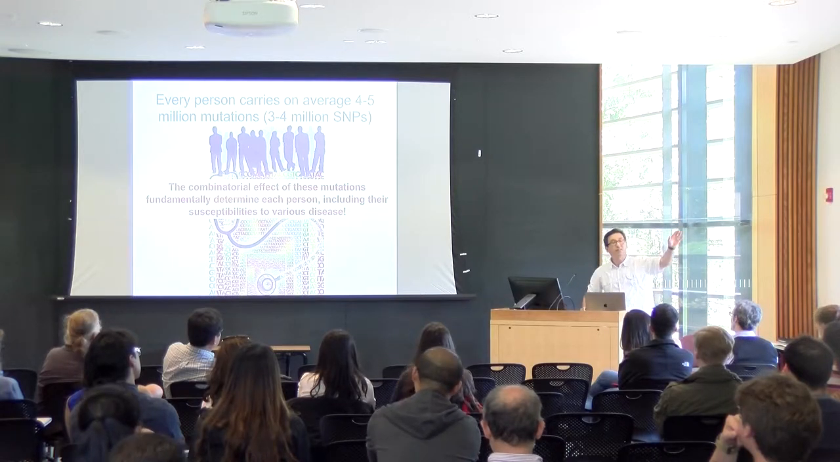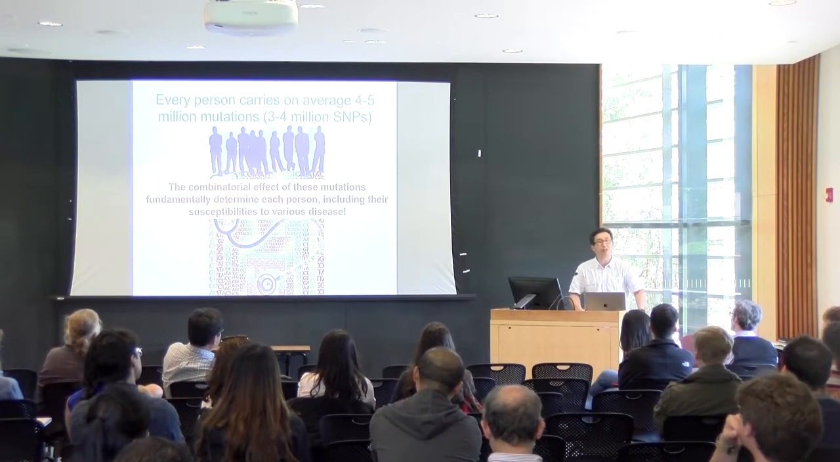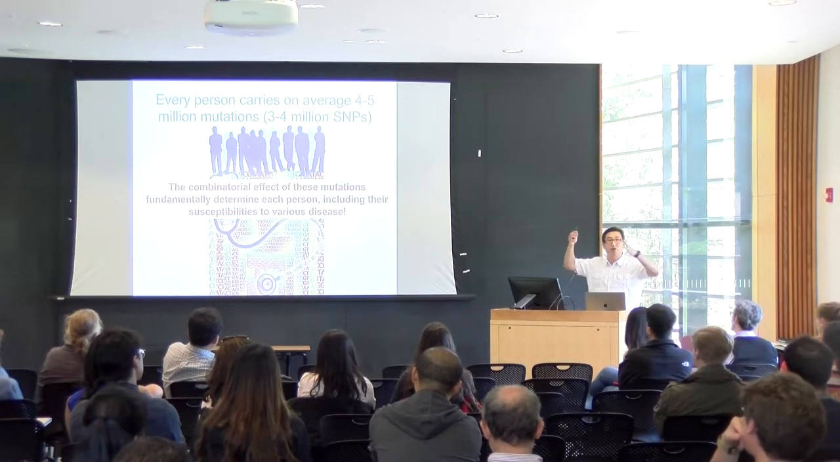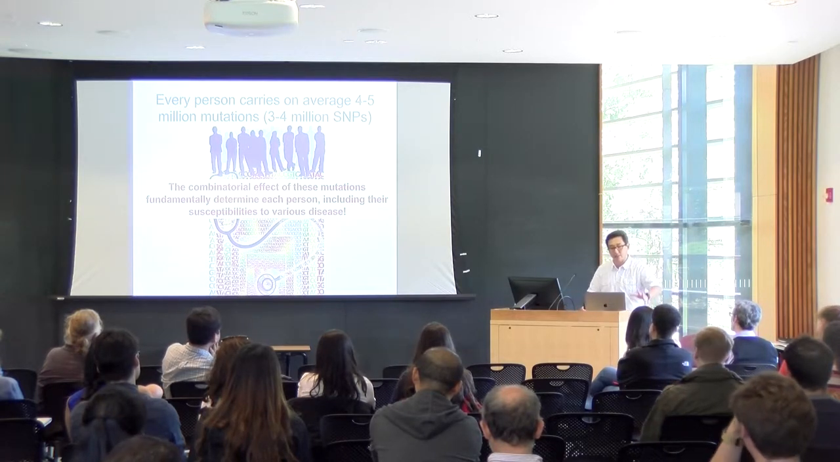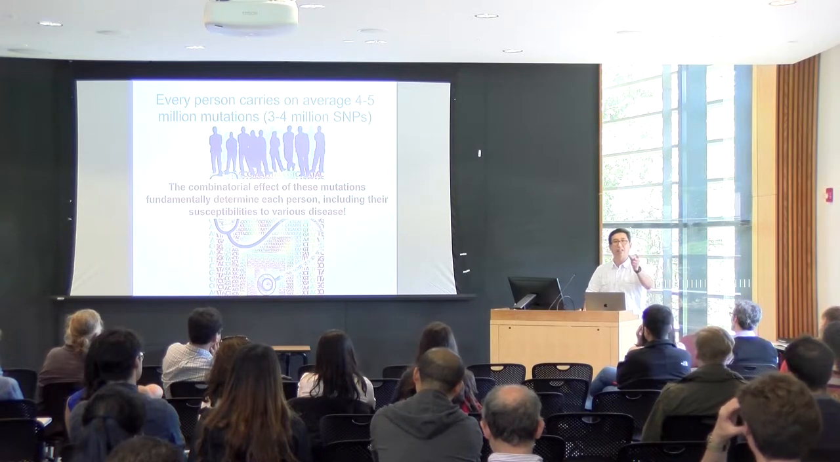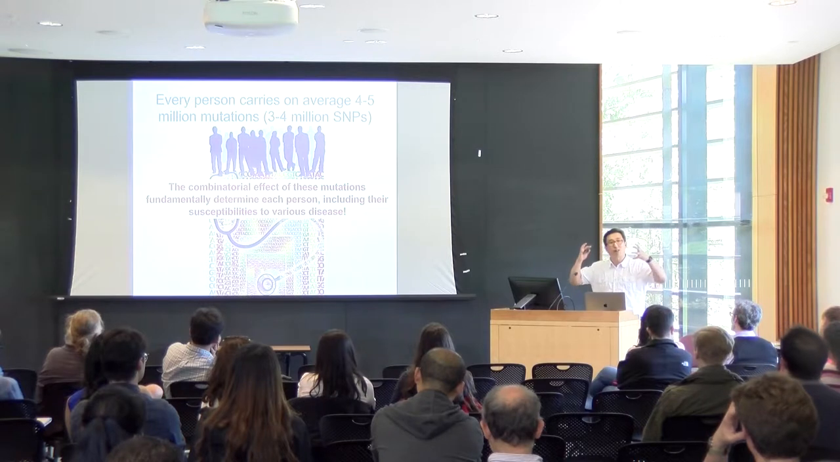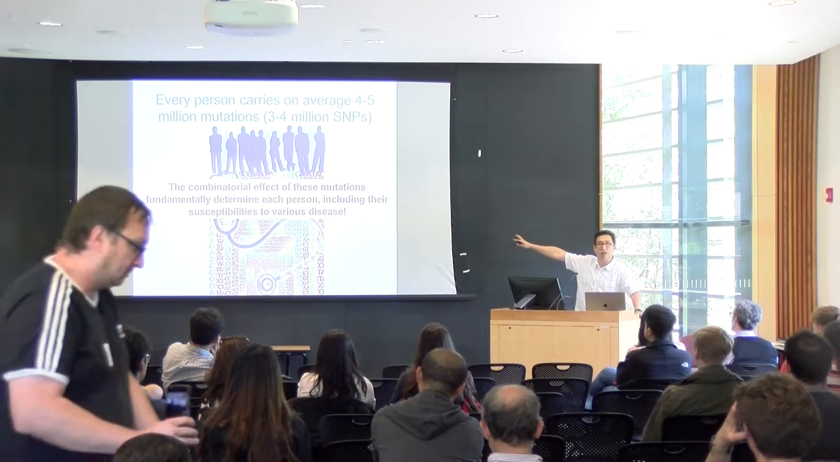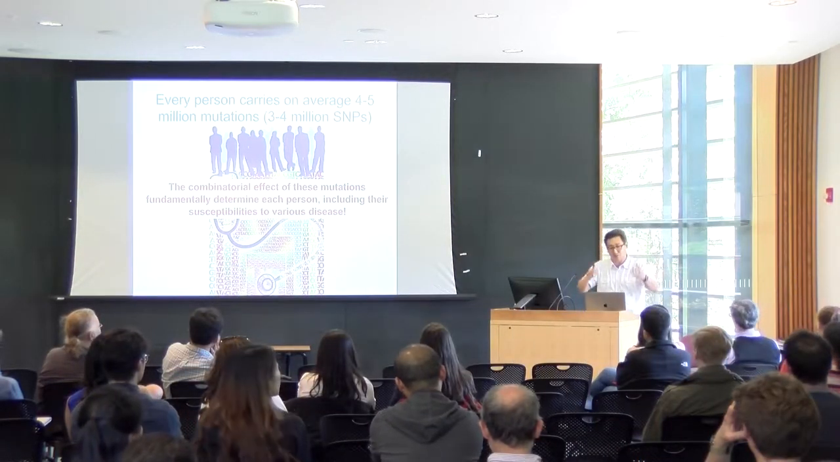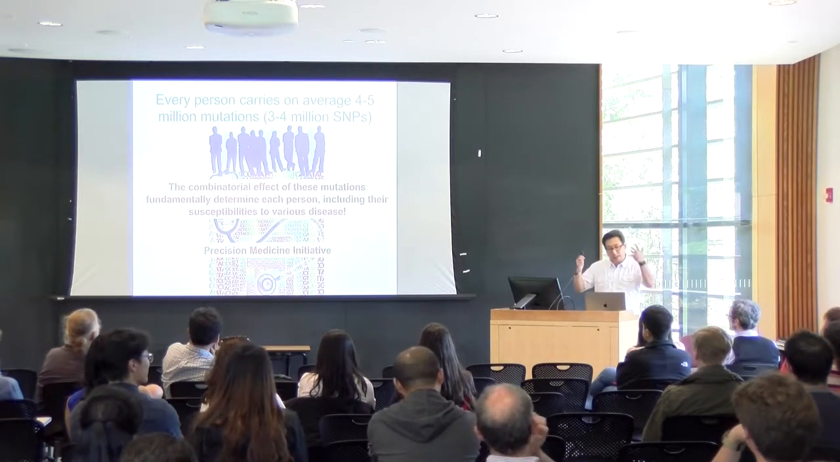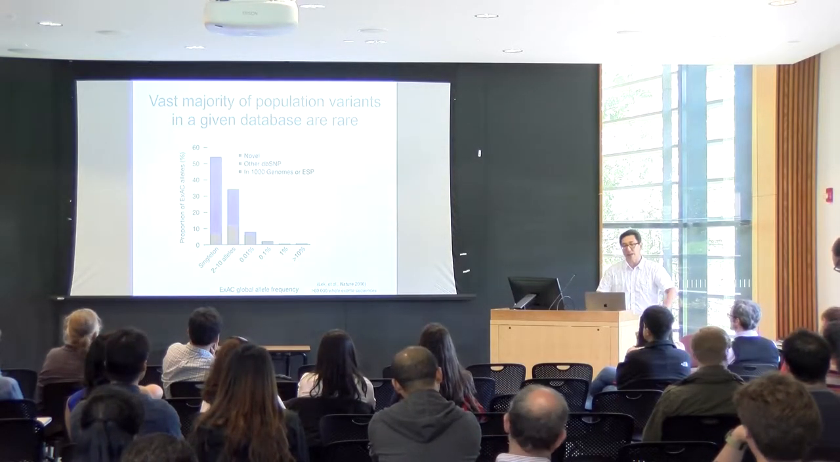But even if in the distant future we understand each of the 5 million mutations and what their functional impact is, that's still far from enough, because it's really the combinatorial effects of the 5 million. So the complexity is enormous. That's really the bottleneck and the challenge for genetics. But I would argue it's also an opportunity for network biology, because you really need the network framework to understand the combinatorial effects of these 5 million mutations in an individual genome. So that's really related to the precision medicine initiative.